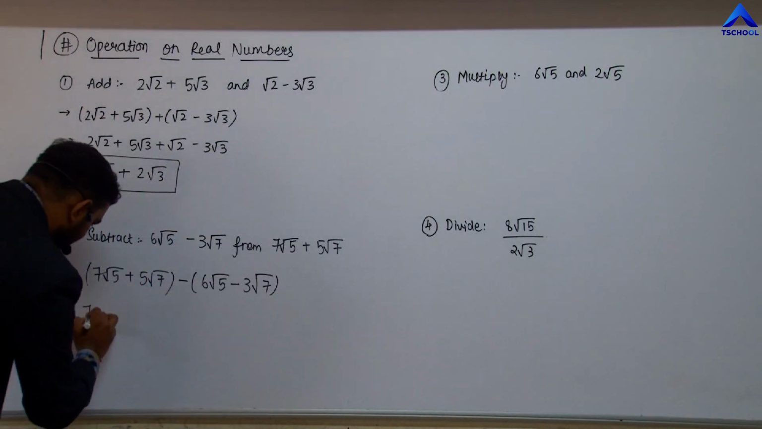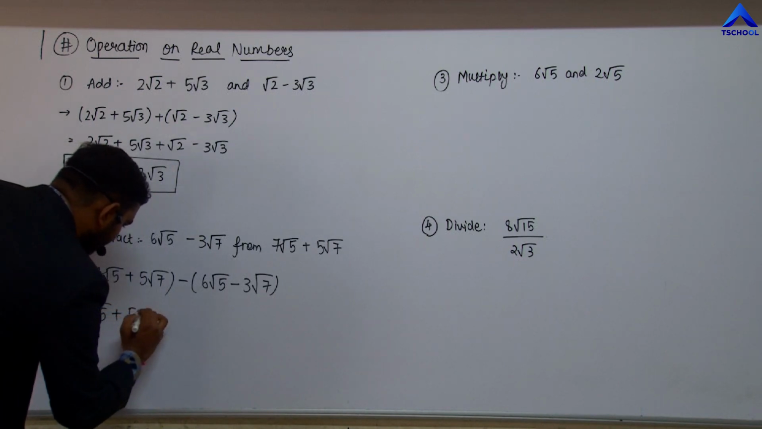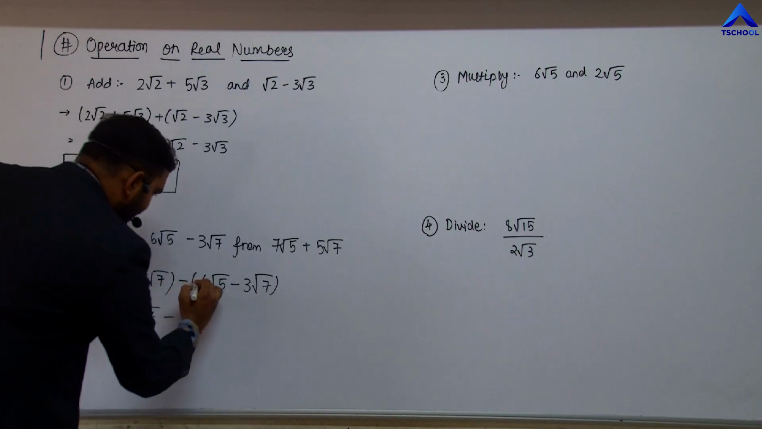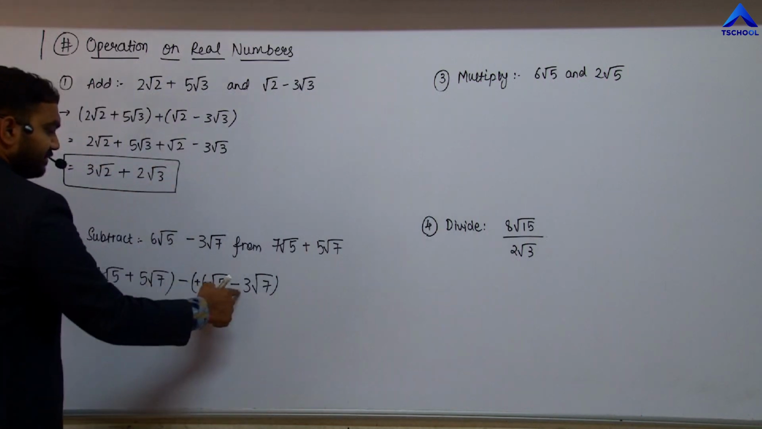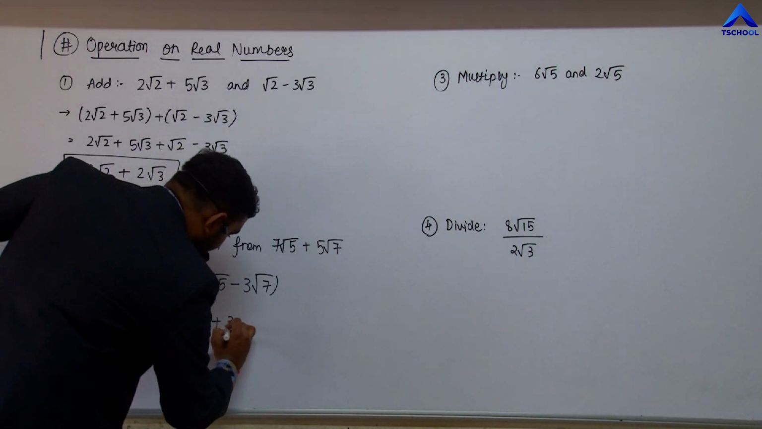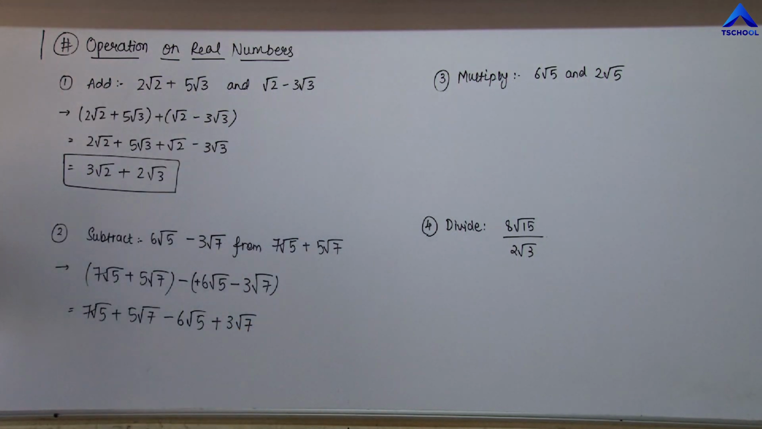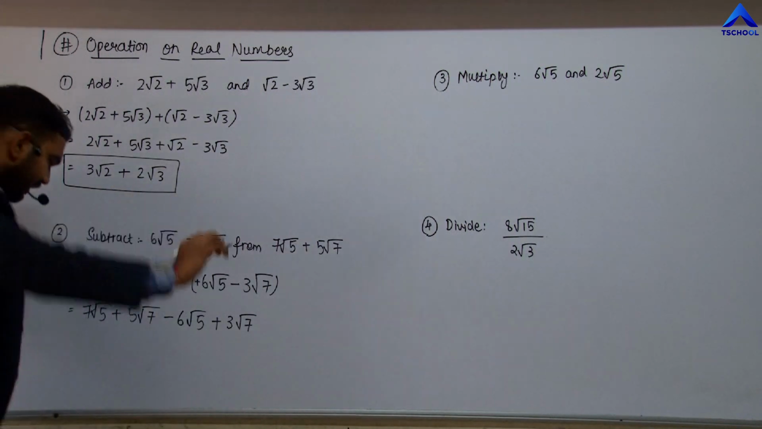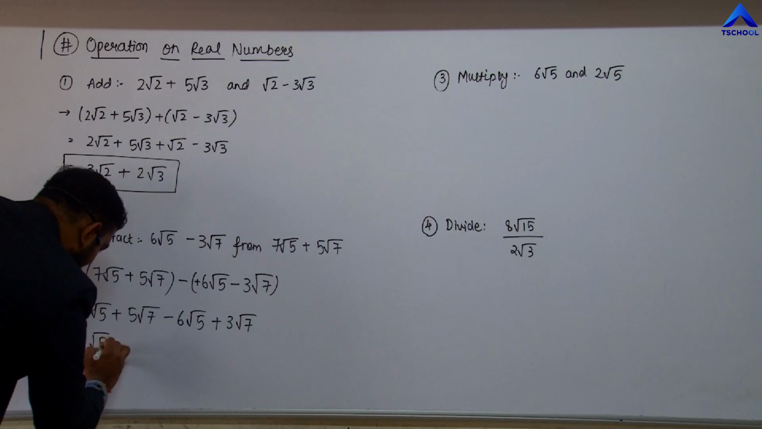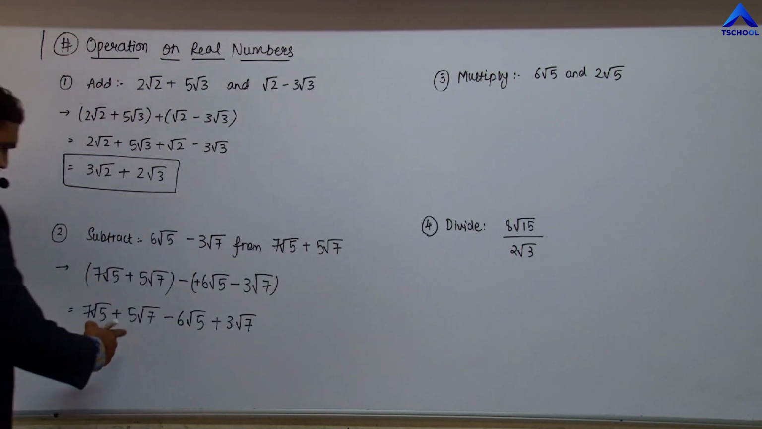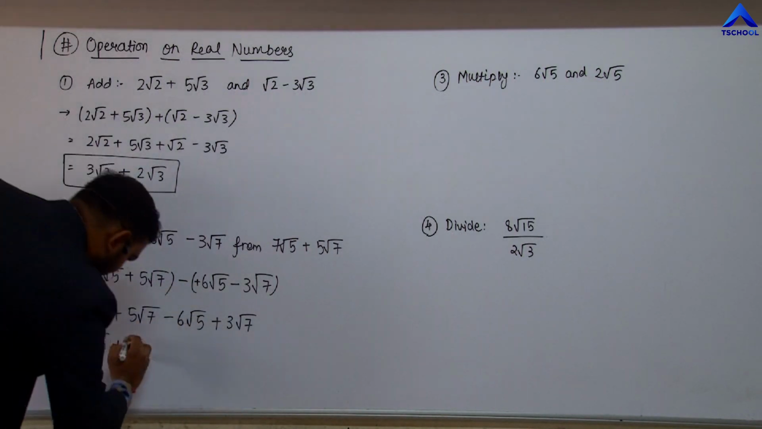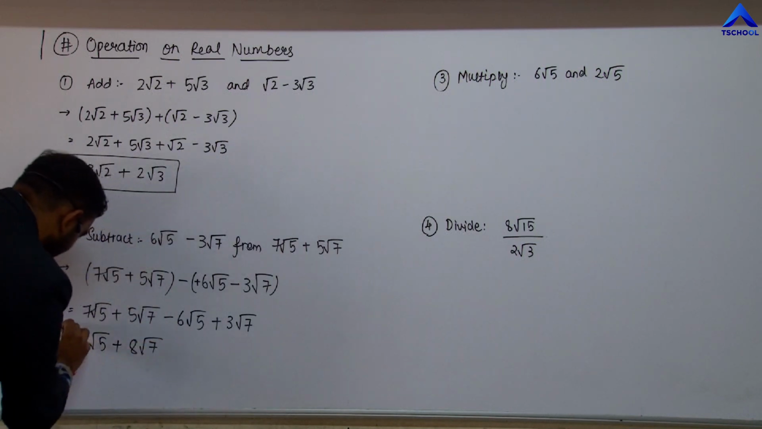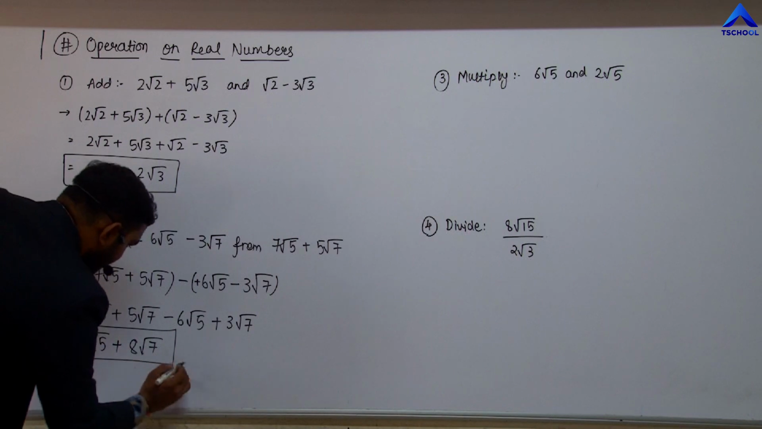So that becomes 7 root 5 plus 5 root 7 minus, here it is plus, that plus will become minus 6 root 5. Here it is minus, so minus and minus will become plus, and that becomes 3 root 7. Okay, now comes the simple addition again. 7 root 5 minus 6 root 5, so that is 7 minus 6, and that is 1 root 5. That is only root 5. Plus 5 plus 3, that means 5 root 7 plus 3 root 7, and that becomes 8 root 7.